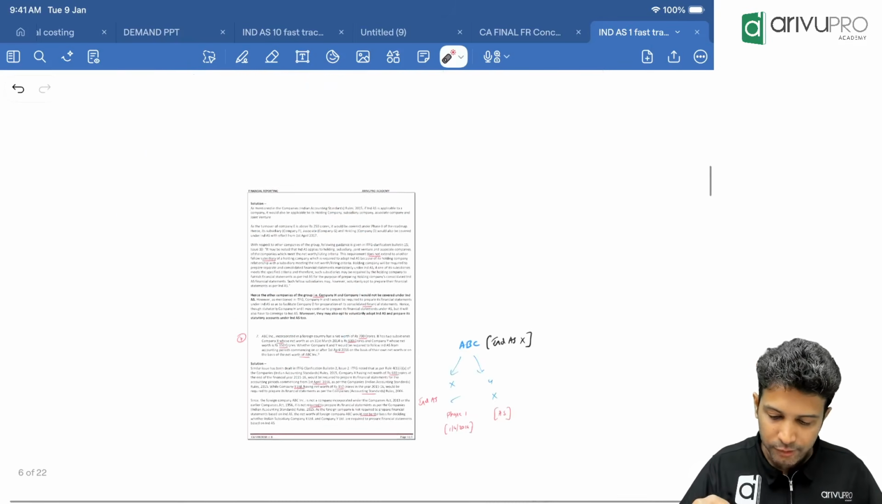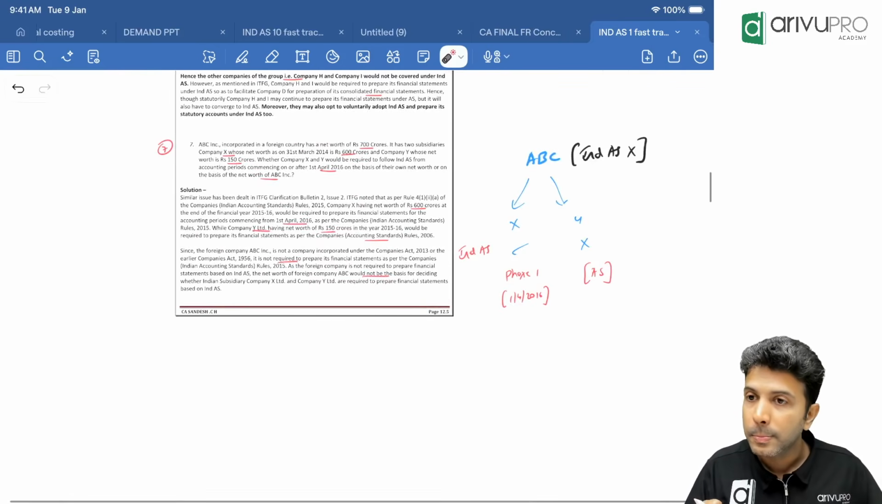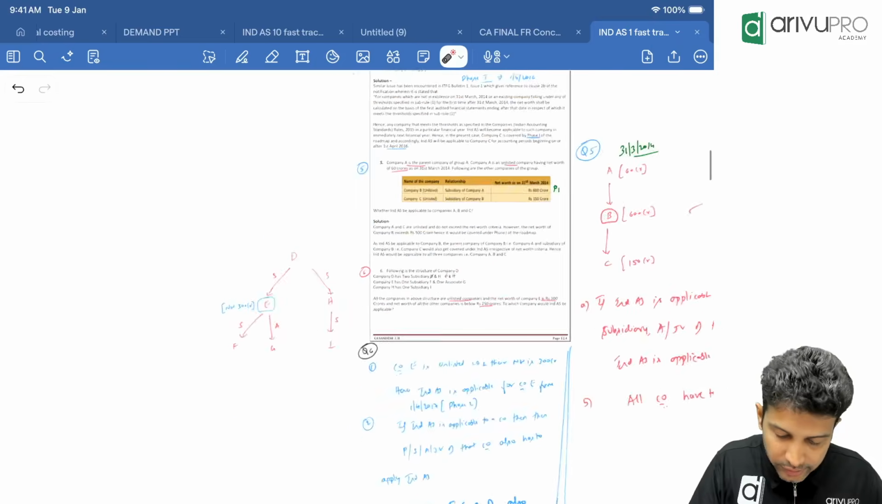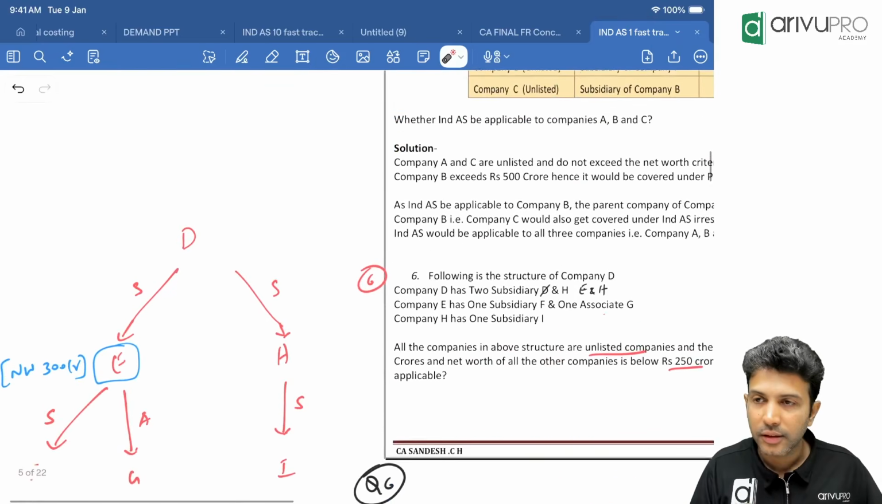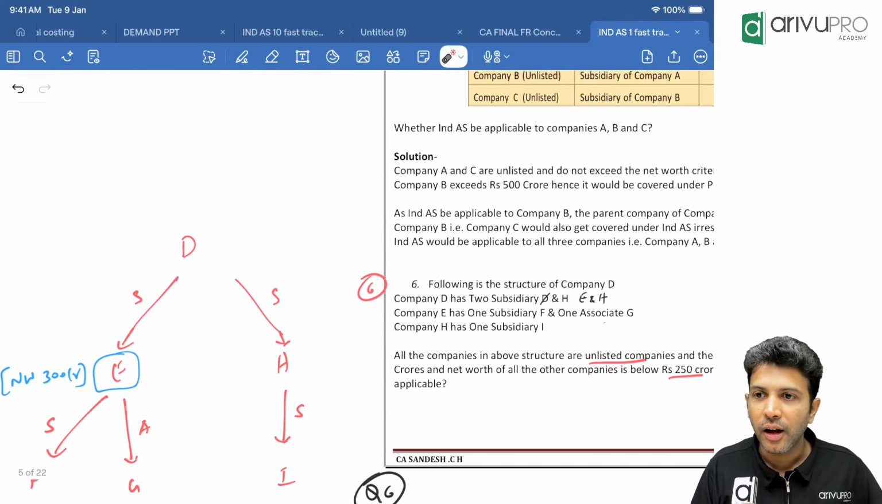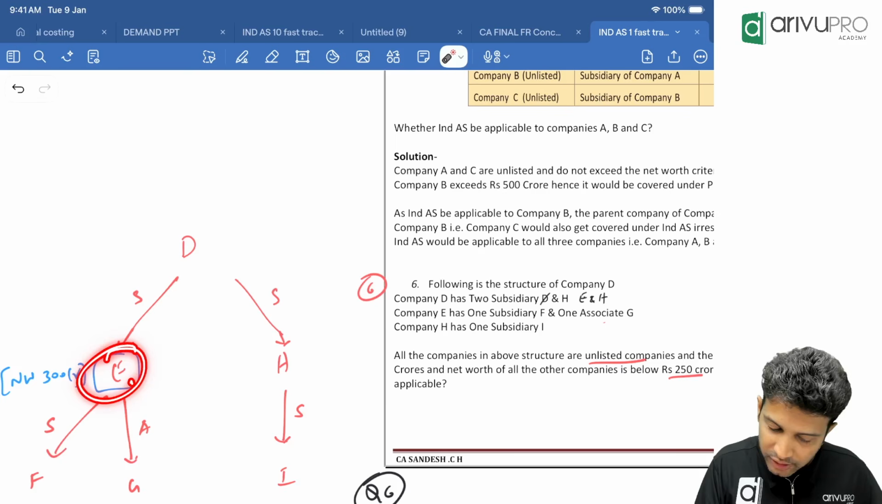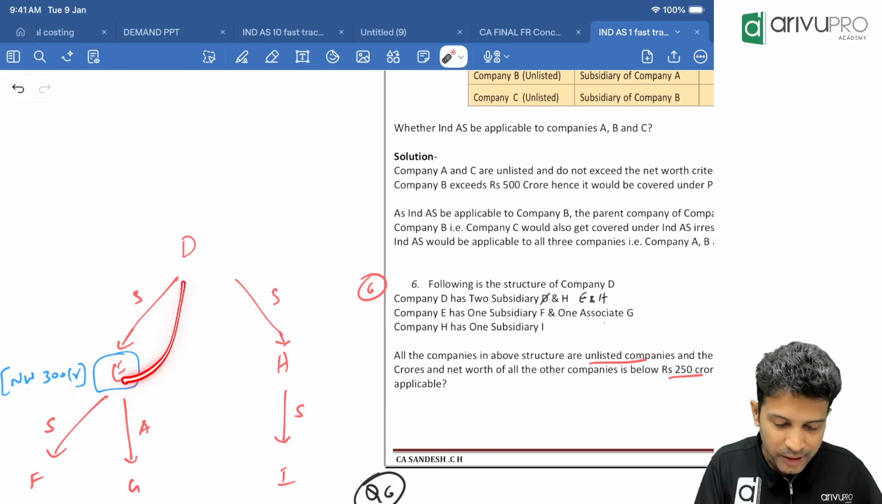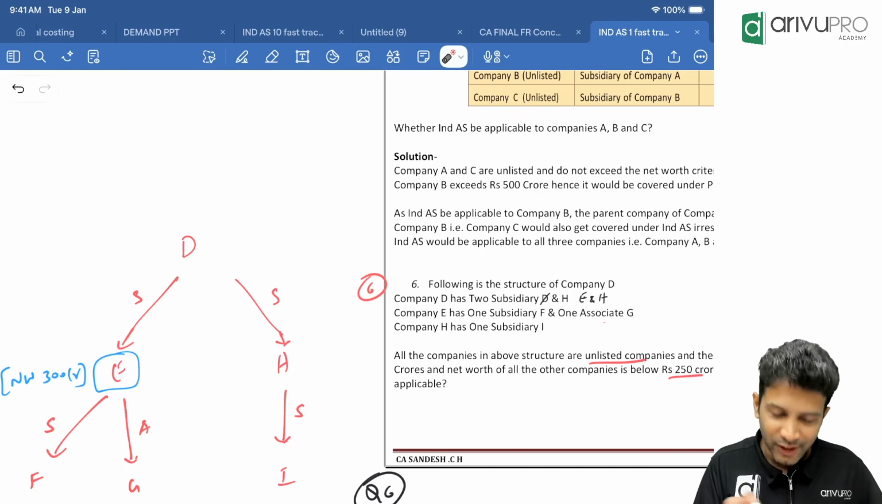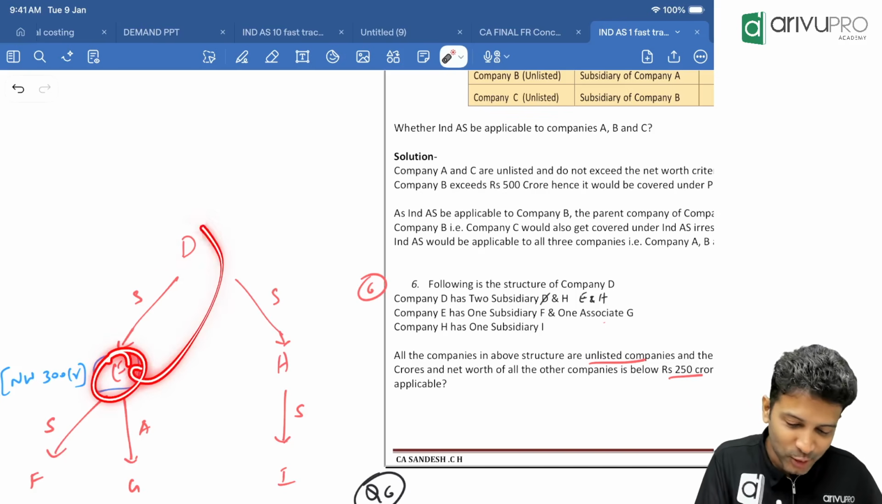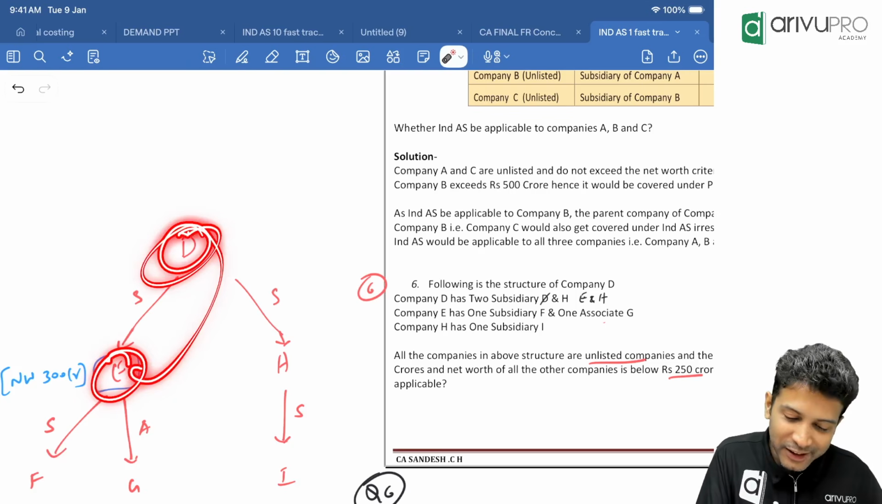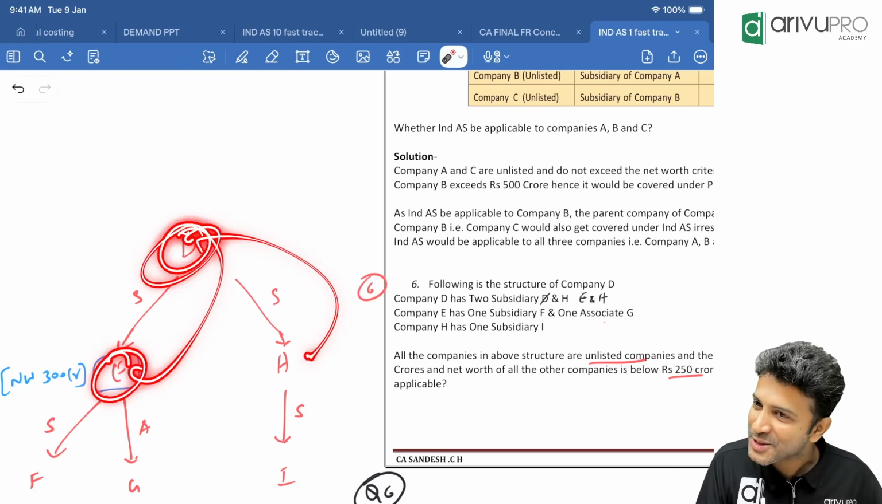Online, can you quickly confirm? It's the parent, what, sir? D. D is the parent, sir. Correct, sir. D is subsidiary, then. So tell me in the structure. Here, E's parent is D. So their subsidiary has to follow Ind AS. D is following Ind AS. He's saying, sir, if E follows Ind AS, D also has to follow Ind AS. If the parent is following Ind AS, their subsidiary also has to follow Ind AS.